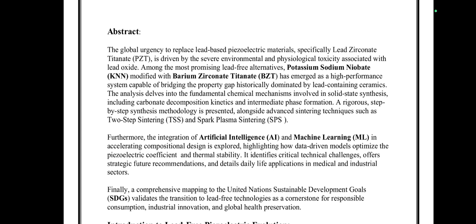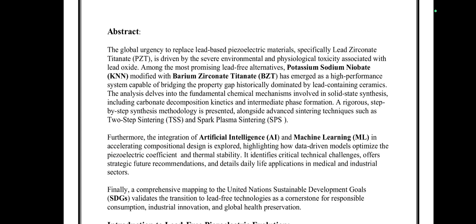The global urgency to replace lead-based piezoelectric materials, specifically lead zirconate titanate, PZT, is driven by the severe environmental and physiological toxicity associated with lead oxide. Among the most promising lead-free alternatives, potassium sodium niobate (KNN) modified with barium zirconate titanate (BZT) has emerged as a high-performance system capable of bridging the property gap historically dominated by lead-containing ceramics.